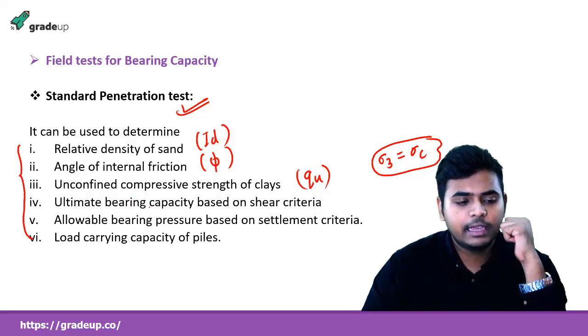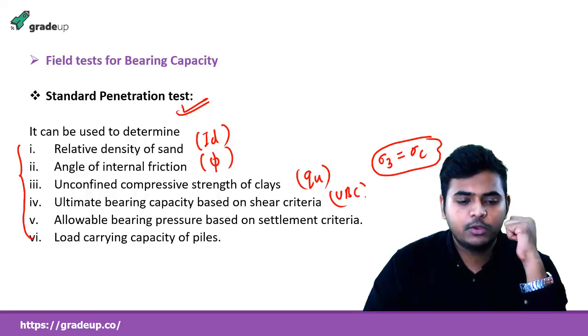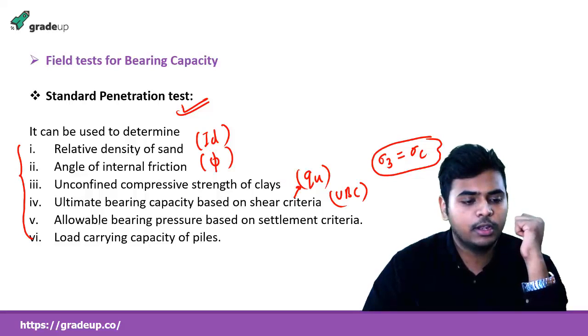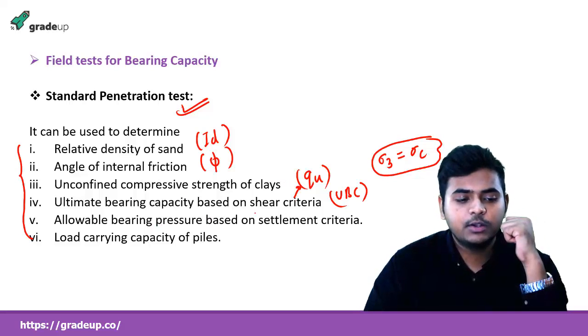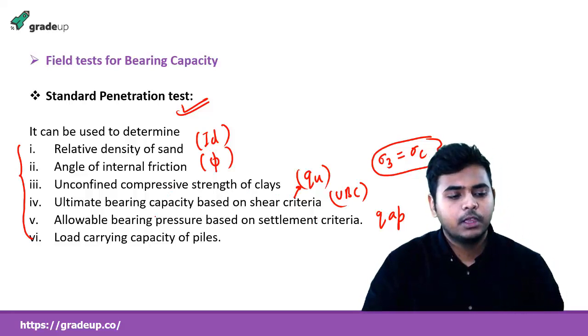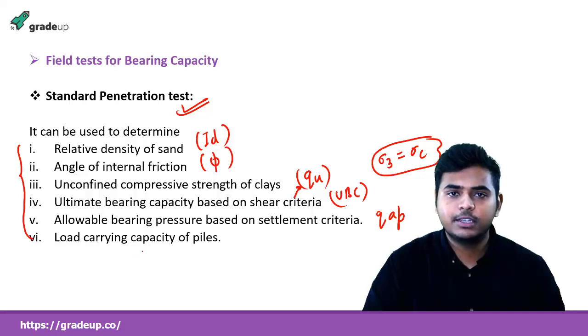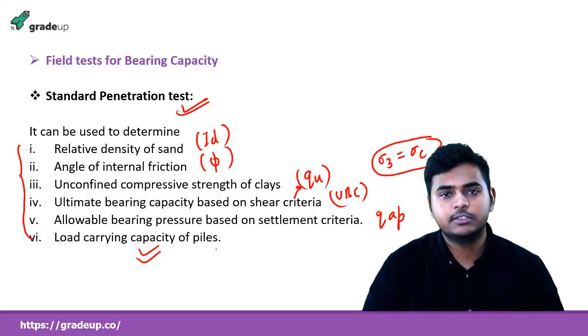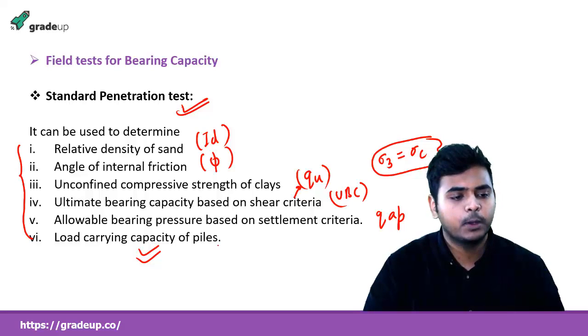Fourth is the ultimate bearing capacity, that is UBC, actually also denoted by QU. Then allowable bearing pressure, that is QAP. This is based on settlement criteria, as you already know, and ultimate bearing capacity is dependent on the shear criteria. Now you can also calculate the load carrying capacity of piles. Pile is a type of deep foundation. You will be studying this in the next video. What is the deep foundation? So let's see the procedure of standard penetration test.